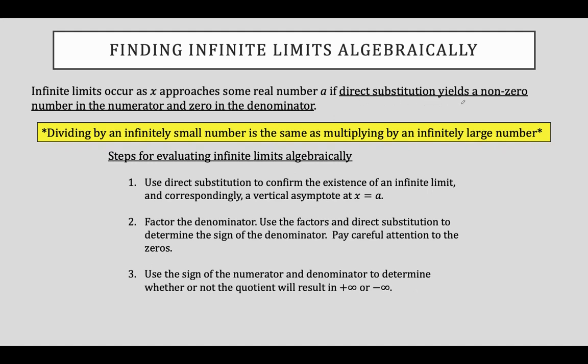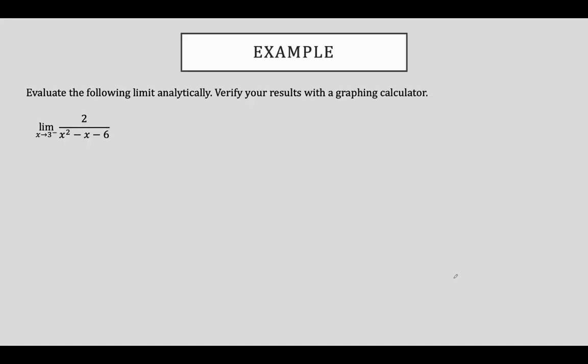Again, direct substitution gives us a non-zero number in the numerator divided by 0 in the denominator. We know that our answer has to be positive or negative infinity. It's our job to figure out which one. So, evaluate the following limit analytically. Verify your results with a graphing calculator.